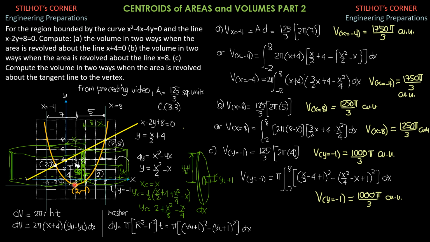From the preceding video, the area of the region is equal to 125 over 3 square units, and the location of the centroid, which is this centroid of the area, is at 3, 3. So this is the line x minus 2y plus 8 equals 0. If we express y in terms of x, this is it, also from the preceding video.